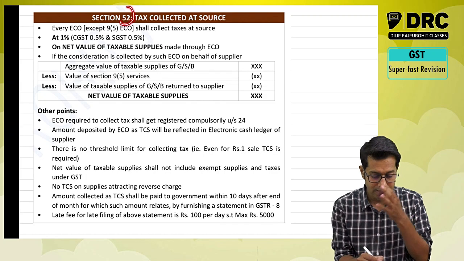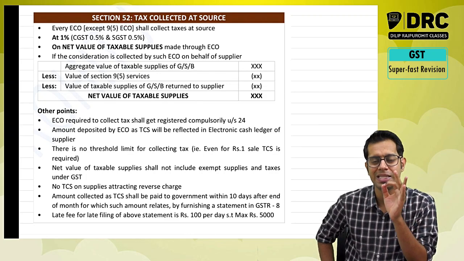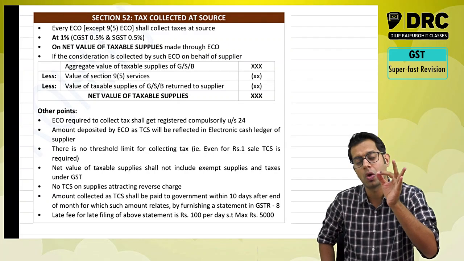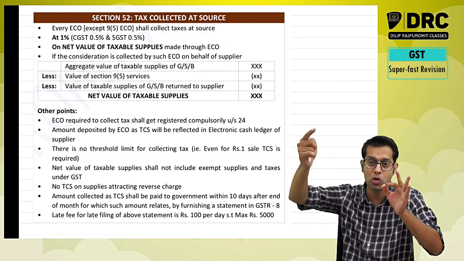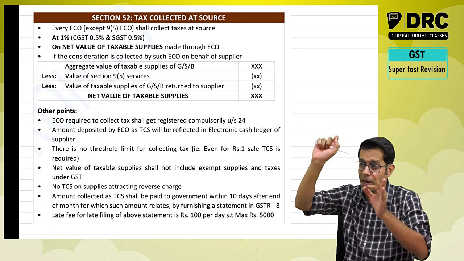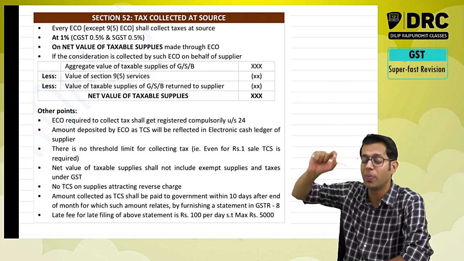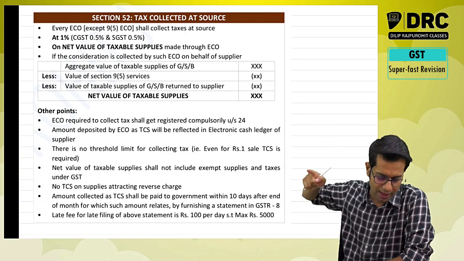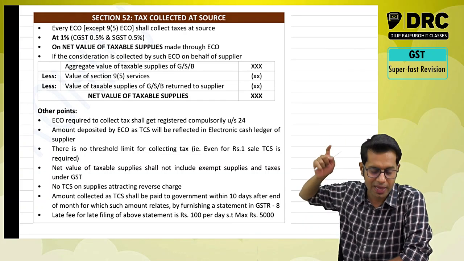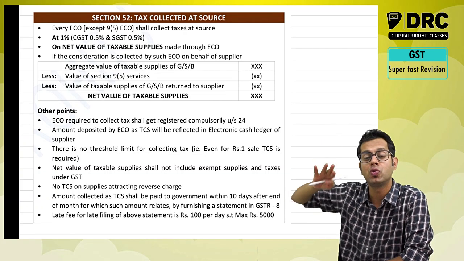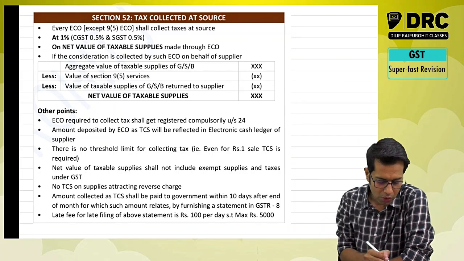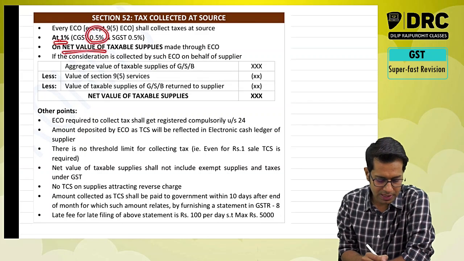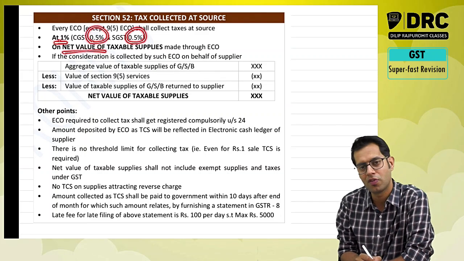Then, section 52 says TCS is required to be collected by an e-commerce operator. Whenever a person is supplying goods through an e-commerce operator, and the payment is also routed through such e-commerce operator, then that e-commerce operator, at the time of making the payment to the supplier, will have to collect the tax at 1% of the net value of taxable supplies. 1% means 0.5% CGST and 0.5% SGST.